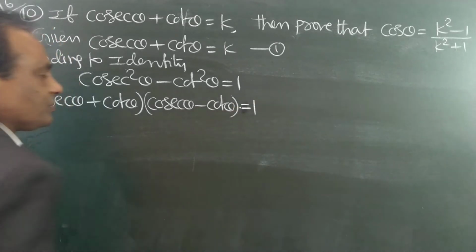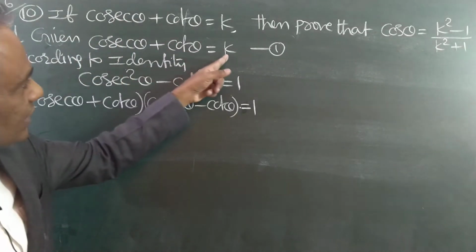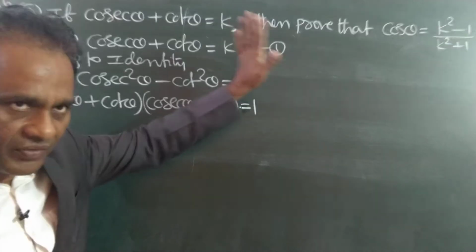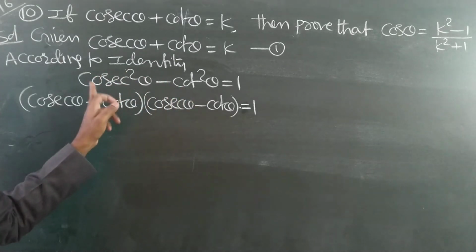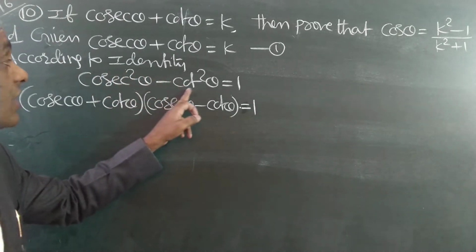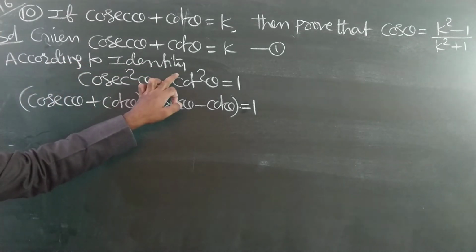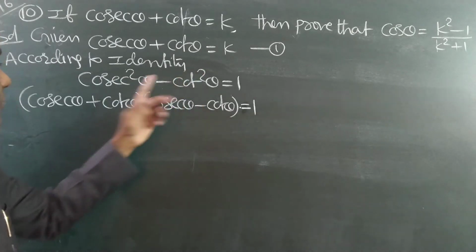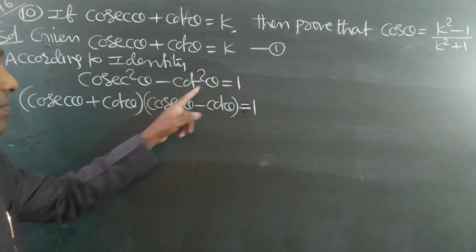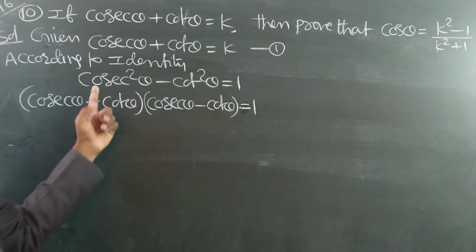See here. Cosecant theta plus cot theta is equal to k is given. Leave it. I am just using the identity, the formula between cosecant and cot: cosecant square minus cot square is equal to 1. Using the identity formulas, a square minus b square is a plus b into a minus b.